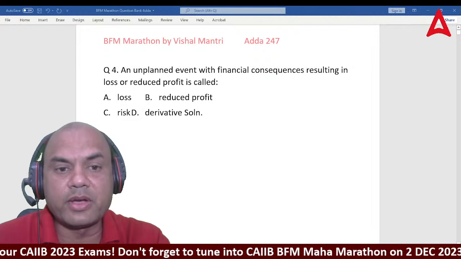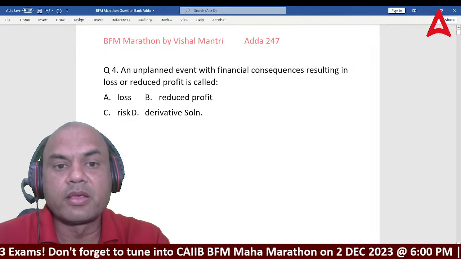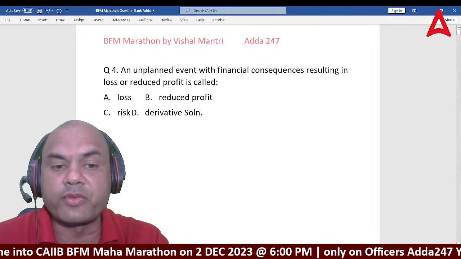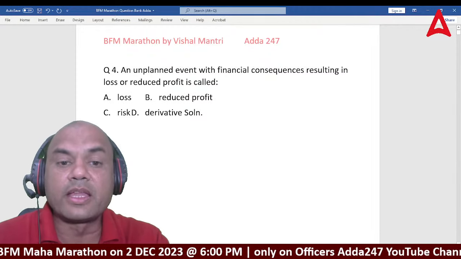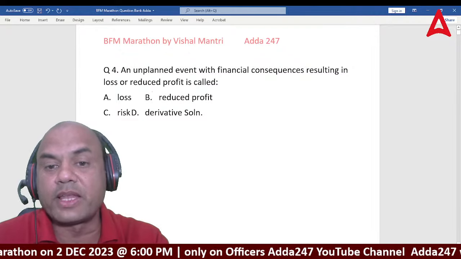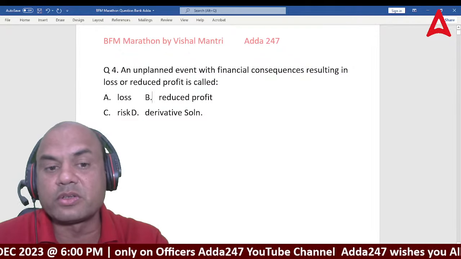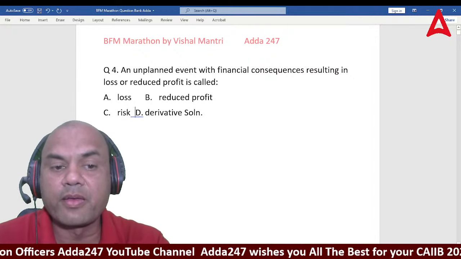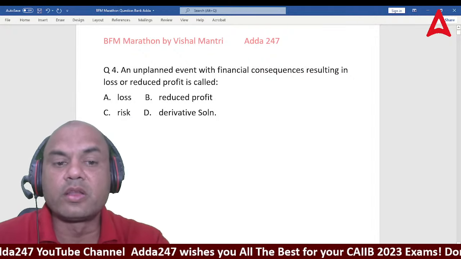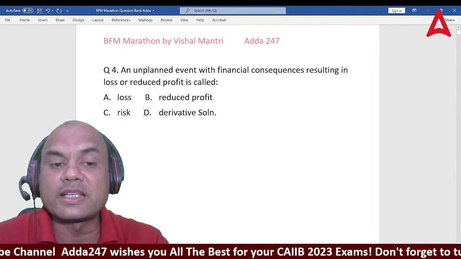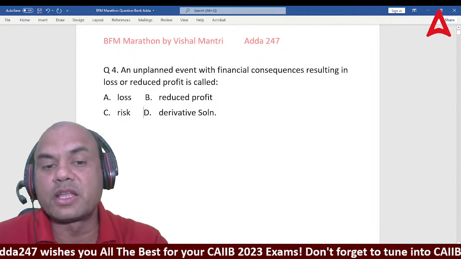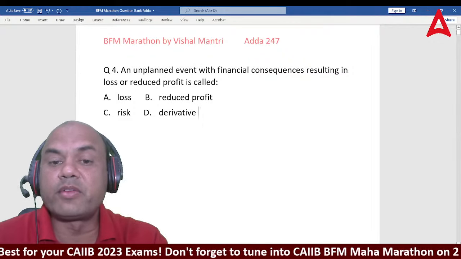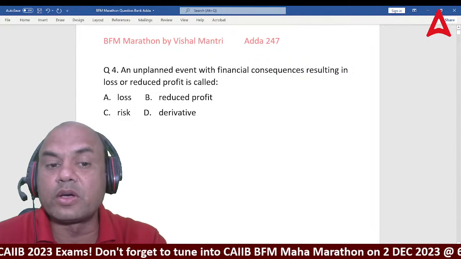An unplanned event with financial consequences resulting in loss or reduced profit is called what? Loss, reduced profit, risk, or derivative. An unplanned event with financial consequences resulting in loss or reduced profit.